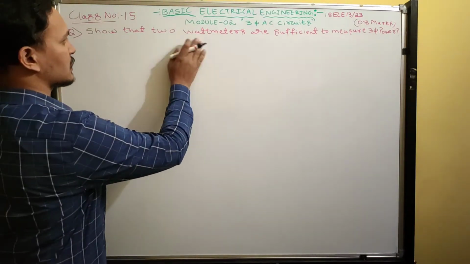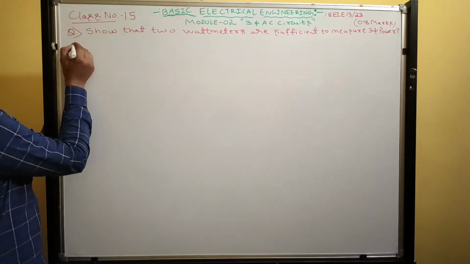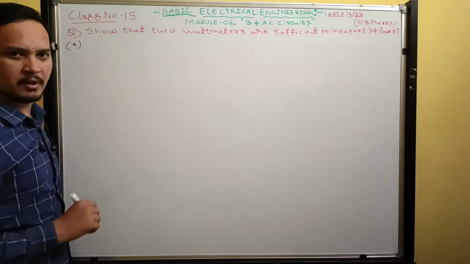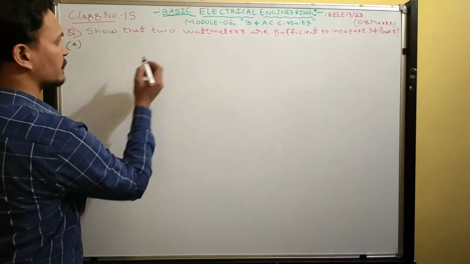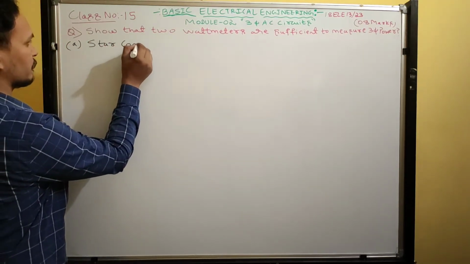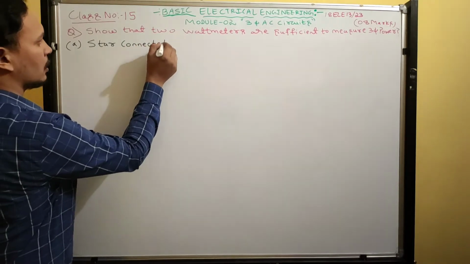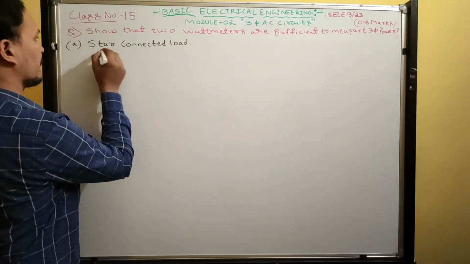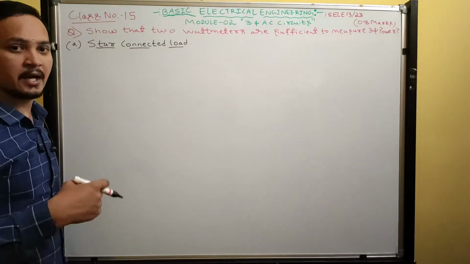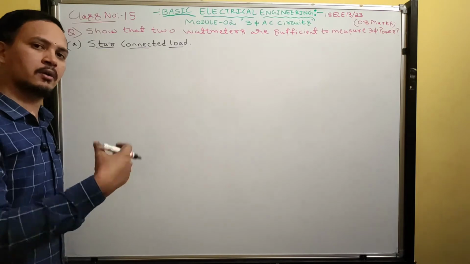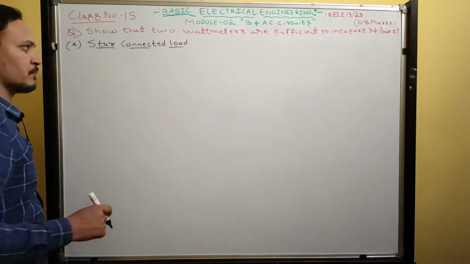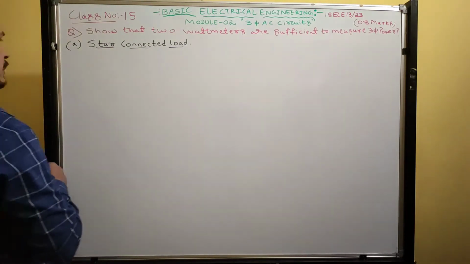Now, first I will explain for star connection. For both star as well as delta, you get the same power equation by using the 2 wattmeter method. So first I am taking the star connected load. In the exam they won't specify the type of connection. Under that condition, you can write either star or delta, but don't write both. Write any one. Okay, so that we can see the diagram.